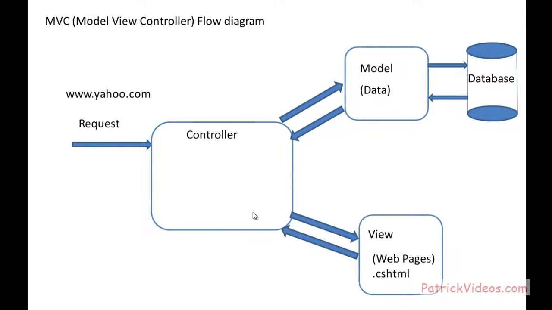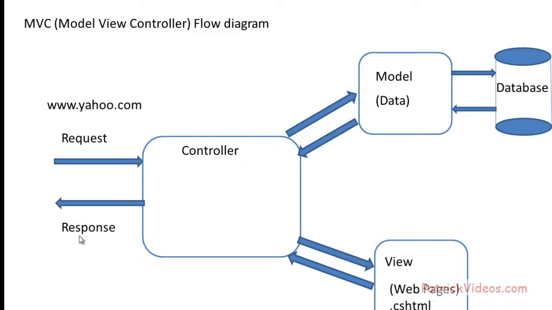The controller will then call a program called a view. View is nothing but web pages like .cshtml, because we are going to do a C# web application. And then it sends back the response and the user is able to see that website.